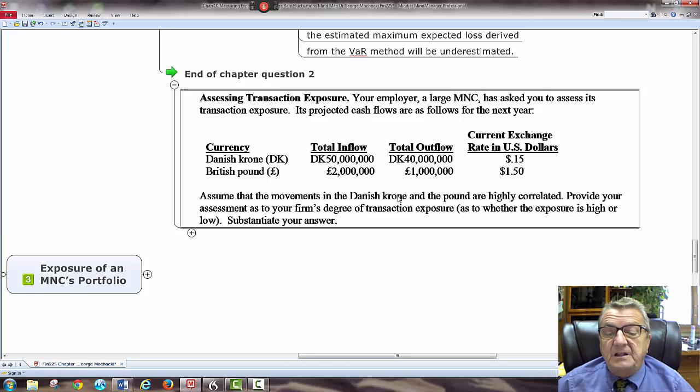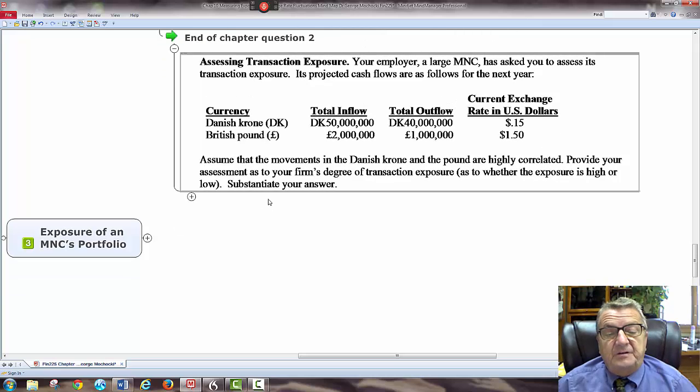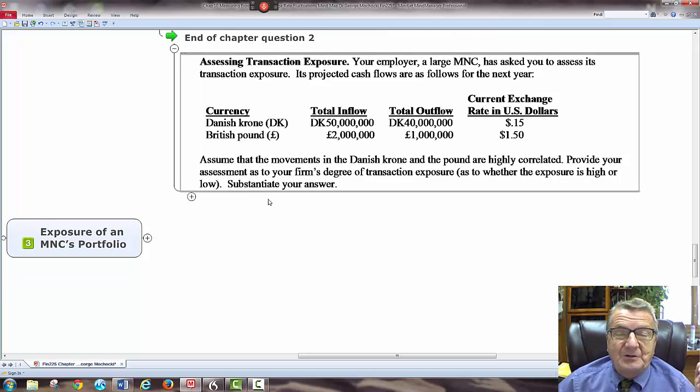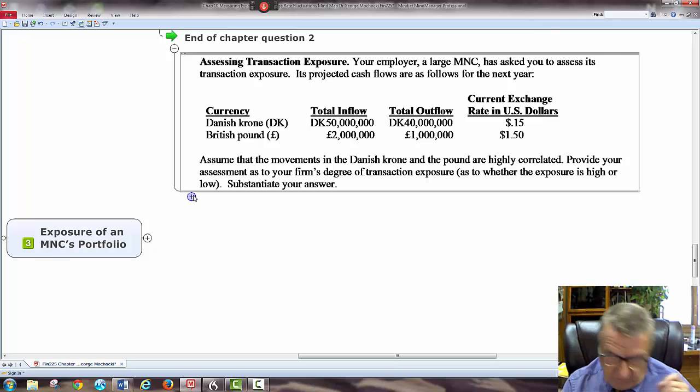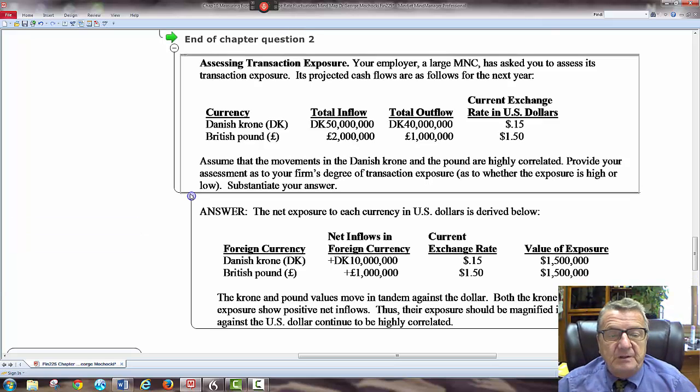Assume that the movements in the Danish krone and the pound are highly correlated. They're moving together. Provide your assessment of your firm's degree of transaction exposure, whether the exposure is high or low. Substantiate your answer. What is your answer? Remember, these are questions, so think about it. Stop the video, figure it out, and then click me back on, and the answer will be here.